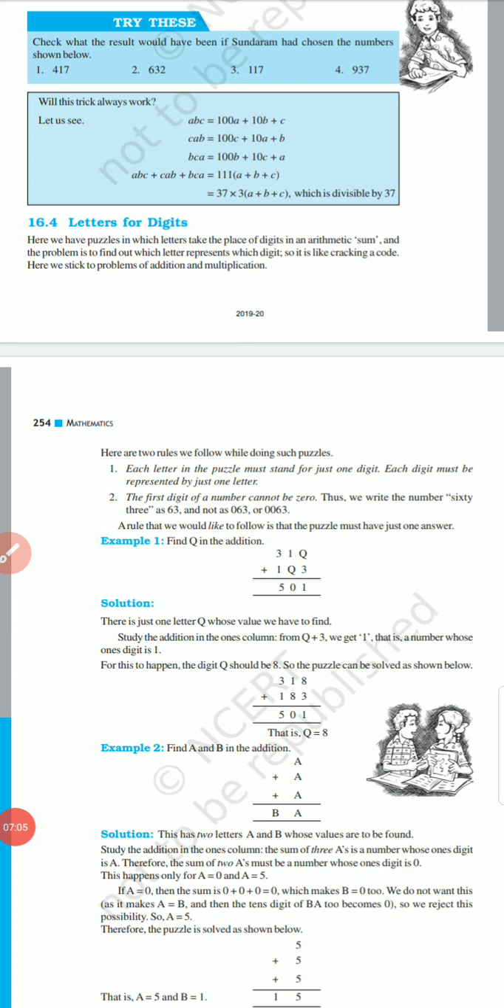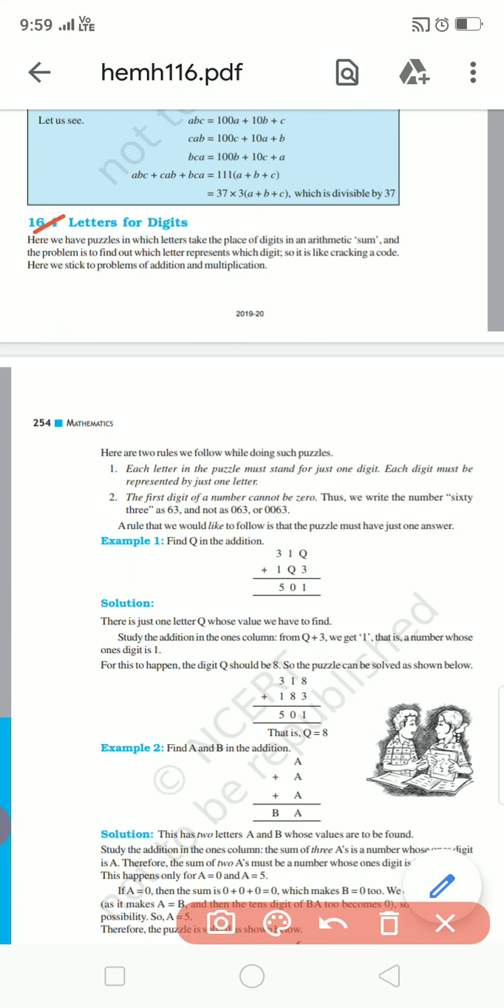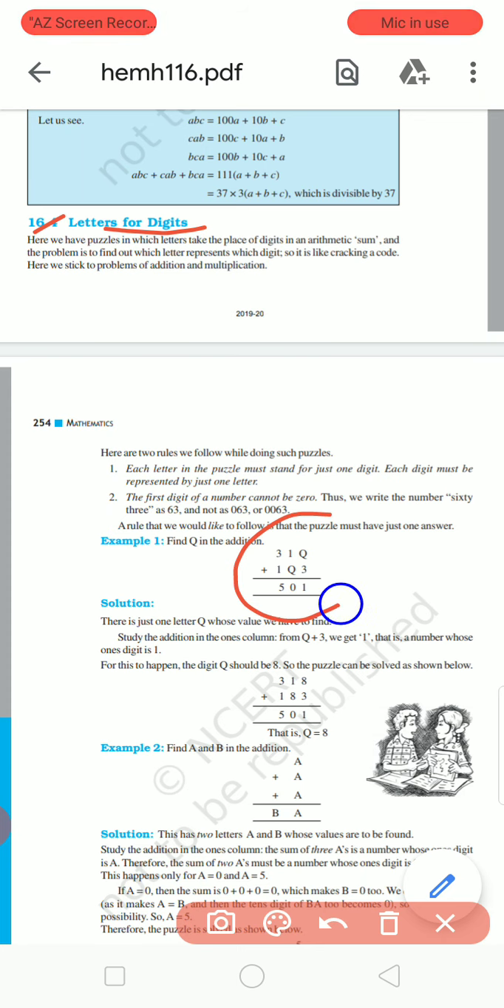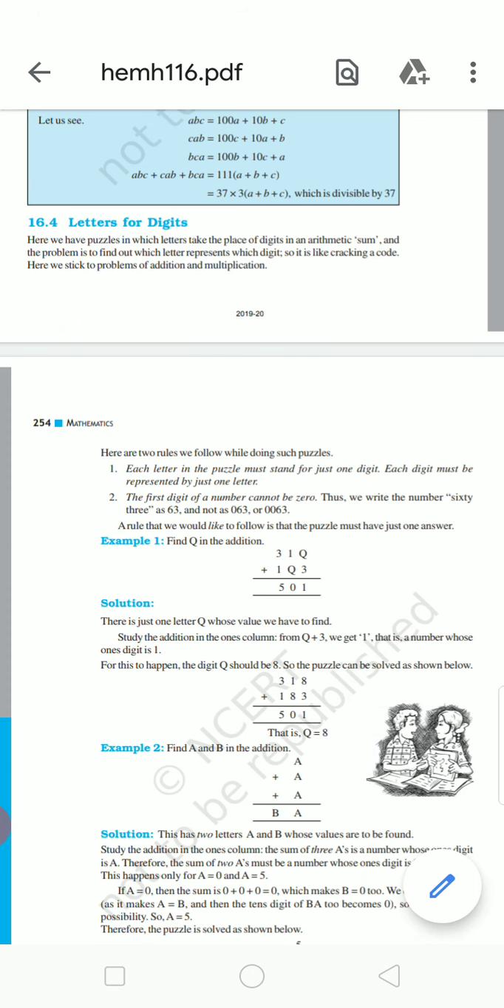So let us start 16.4 point. There is a letter of the digits. Here you have been given any letter with plus, minus or multiplication, and you have to find out this letter. So let us start with the example.